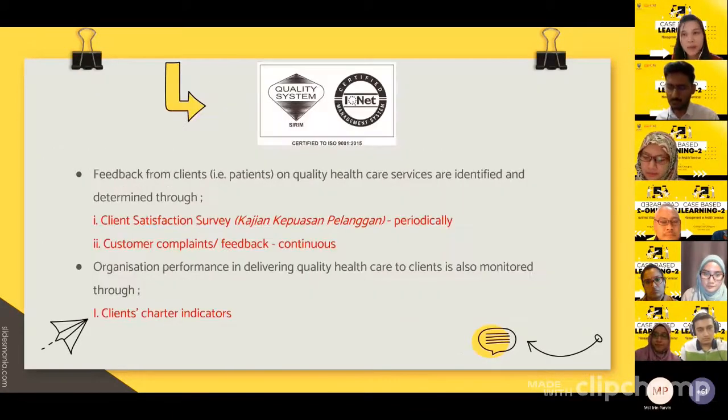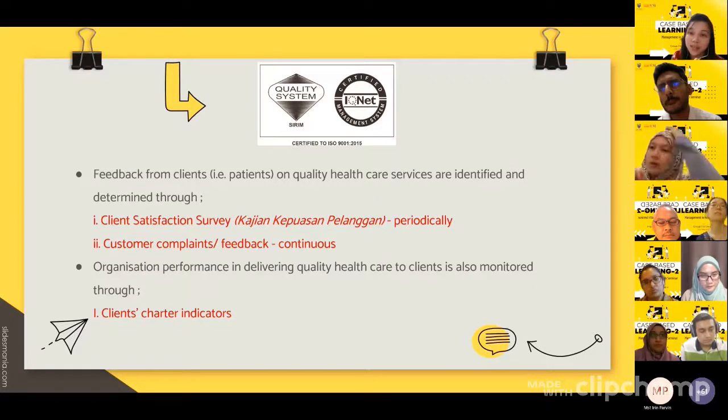So there are two main methods to determine patient satisfaction level that are commonly in place. Firstly, the client satisfaction survey, which is carried out periodically. And then another one is through customer complaints or feedback channels that are available continuously. Another controlling mechanism on organizational healthcare quality output or process is through monitoring the client's charter indicator achievements.